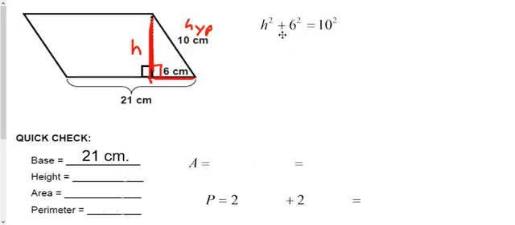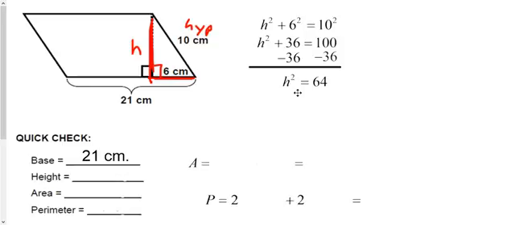We're ready to go ahead and solve this. I like squaring these first. So 6 squared is 36, and 10 squared is 100. Then we'll get rid of the 36 to isolate the h squared term by subtracting. We end up with h squared equals 64. Now to cancel out the square, we're going to take the square root of both sides, and we get h equals 8 centimeters. So the height here is 8. So we'll go ahead and mark that down here.